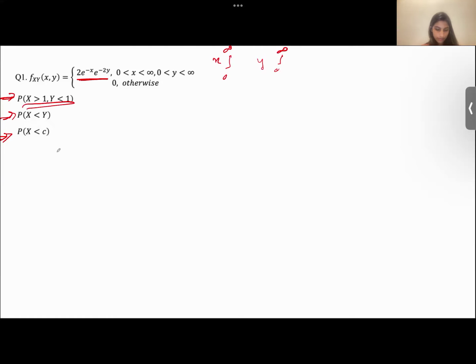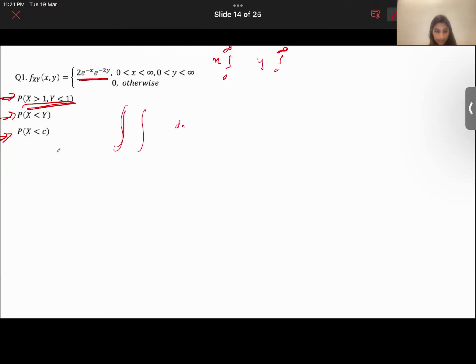So your first one, we're looking at P of x is greater than 1 and y is less than 1. So here x and y are basically independent. x has values above 1, y has values below 1, so these are not related to each other. In this case, you can do any integral first. You could have dx on the inside or dy on the inside. You'll still get the same answer.